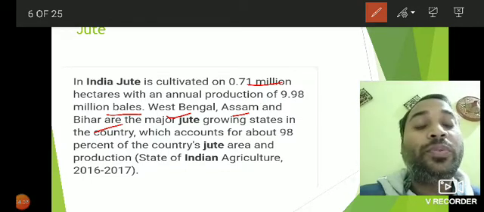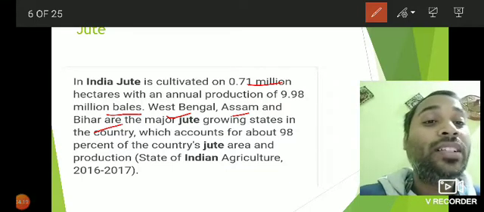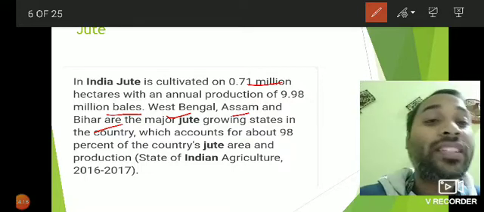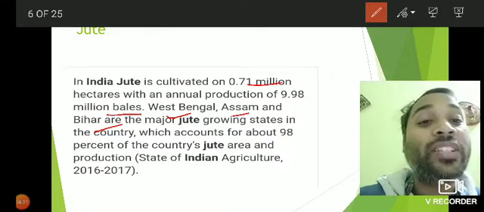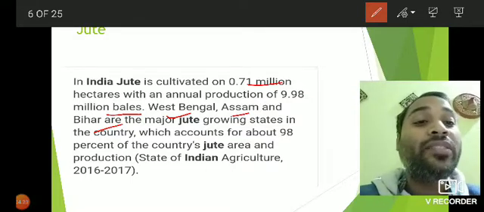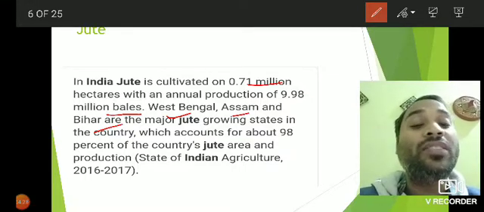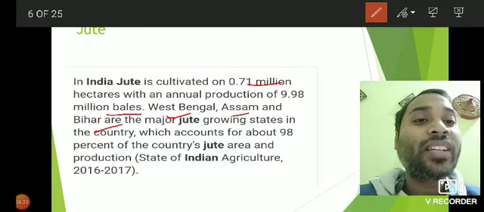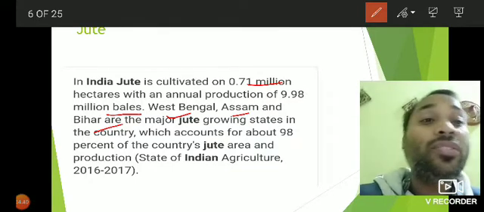Together they nearly account for 98% of the total production of jute in the country. So these three states are the major jute producing states, and that nearly accounts for 98% of the total production of jute in India, according to State of Indian Agriculture 2016-17 data. So the major states that cultivate and produce jute are West Bengal, Assam and Bihar.